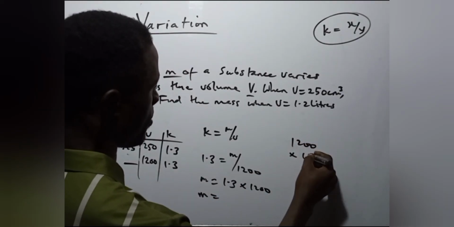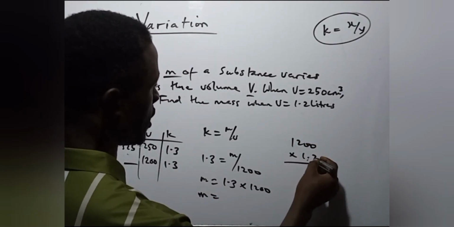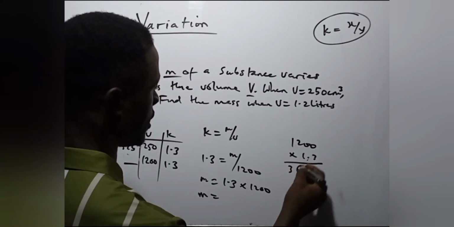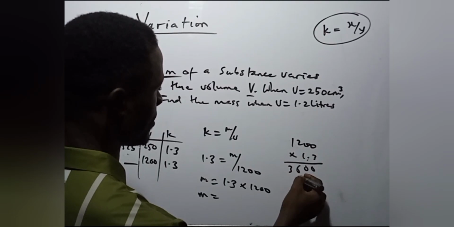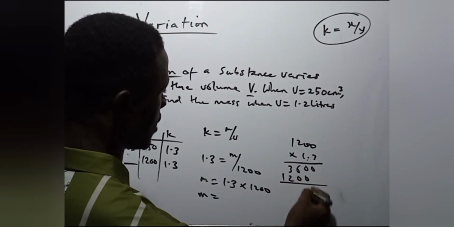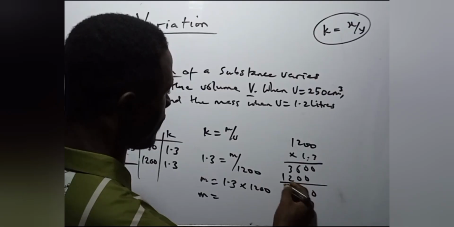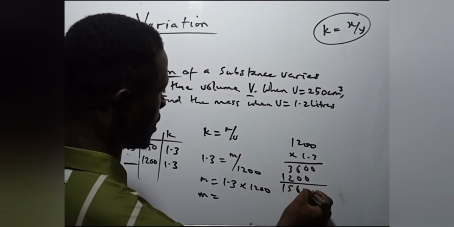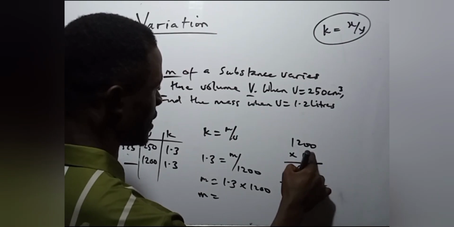1,200 times 1.3. 3 times 0 is 0. 3 times 0 is 0. 3 times 2 is 6. 3 times 1 is 3. 1 times 0 is 0. 1 times 0 is 0. 1 times 2 is 2. 1 times 1 is 1. This is 0. This is 0. This is 6. This is 5. This is 1. Remember, we have a decimal point here, and we have just one digit after the decimal point.